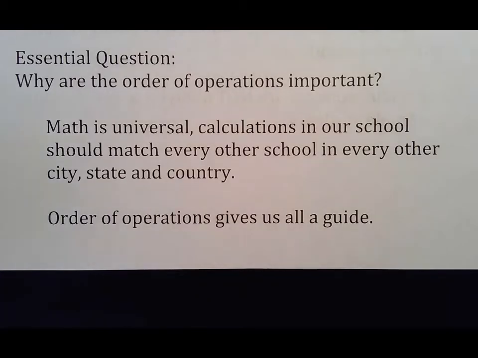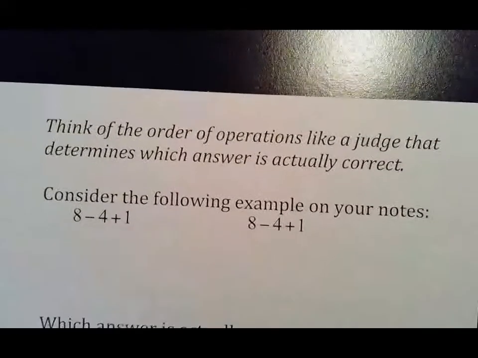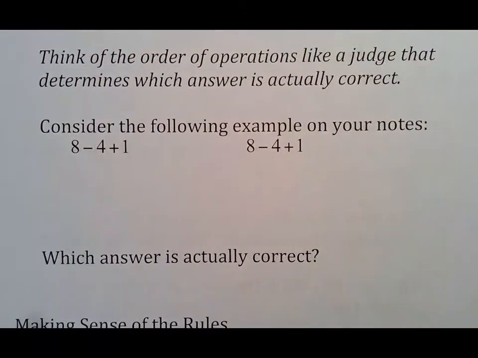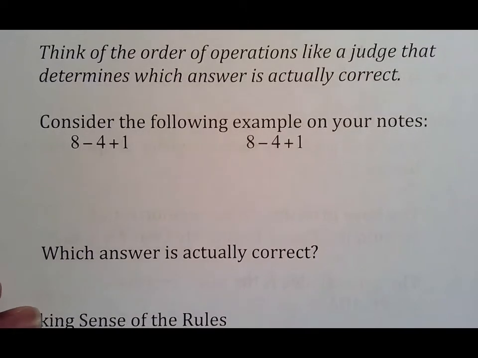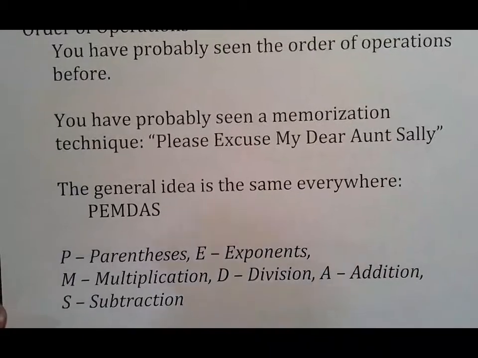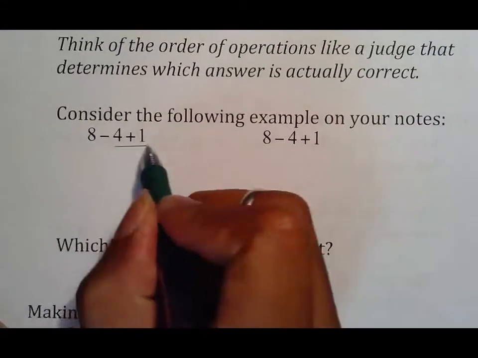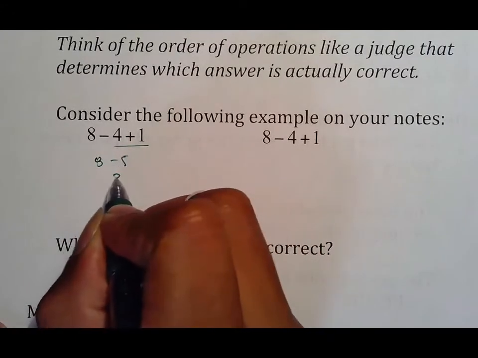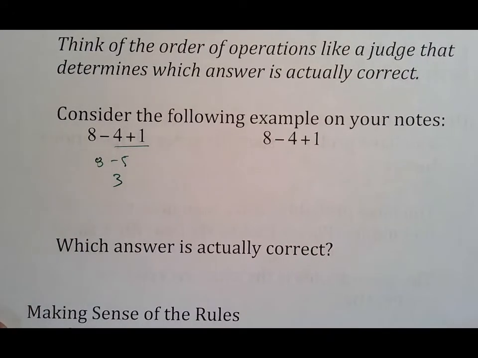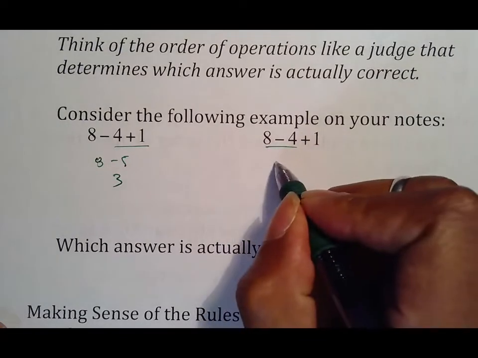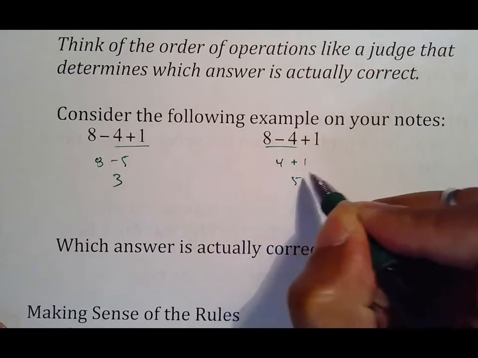Order of operations gives us all a guide. So we should think of the order of operations like a judge, and that judge determines which answer is actually correct. If you look at these two questions, you do not need to write them down, but just watch carefully, because some people work them out in different ways. Some people who were taught about PEMDAS say, well, A is before S, and so they do the addition first, and they do 8 minus 5, which is 3. Some people say, well, I'm just going to ignore it, and I'm going to do the subtraction first and then the plus 1, which is 5.